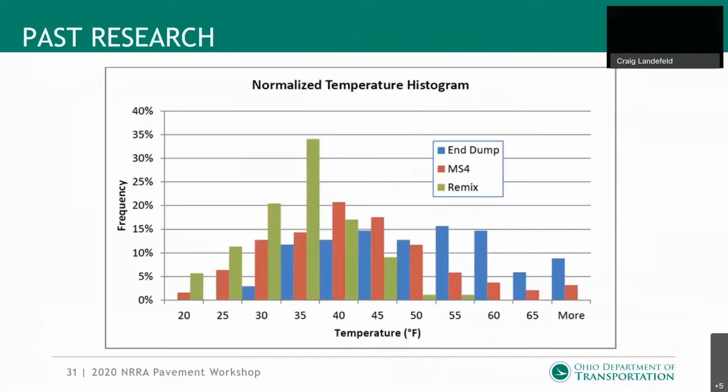Here's some of the data from that project where we saw the remixing to be some of the best performers on temperature variability. We see that there's a nice shift to the left of the MS4 device. The remixing device tended to provide better thermal profiles than the end dumping did, which really wasn't surprising to us, but the data validated that.